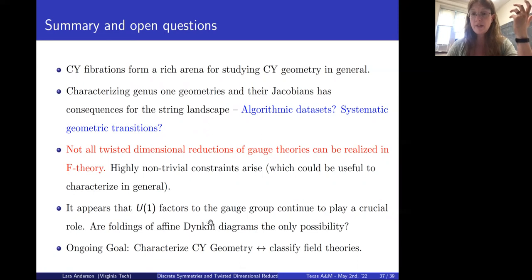It appears that these U1 gauge factors, which correspond to sections, play a really important role, and potentially all foldings of affine Dynkin diagrams. We hope to show that these are the only possibilities for twisted dimensional reductions between 5 and 6D, and hence that we can fully characterize these sets of theories. So this goal of characterizing Calabi-Yau geometry, I've illustrated just one very simple application of that here with 5 or 6D. The longer term prize that we are actively working on is what can we say about 4-dimensional compactifications of F theory, heterotic string theory, and so on. And we hope to use some of these tools to try and make progress in that as well. So with that, I will stop and thank you for your patience.